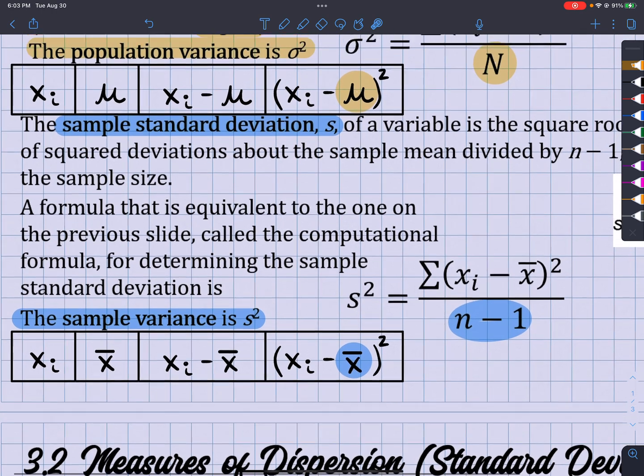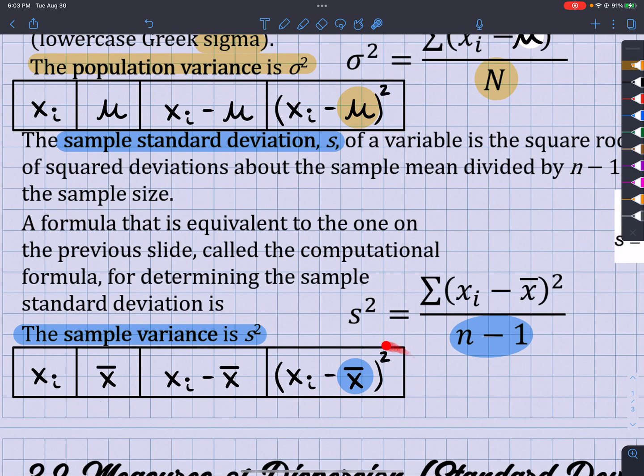Similarly, with the sample standard deviation, I would do exactly the same thing with the table, because I still need the same thing here. The only difference is that when I sum up this column, I'm going to divide by n minus 1.